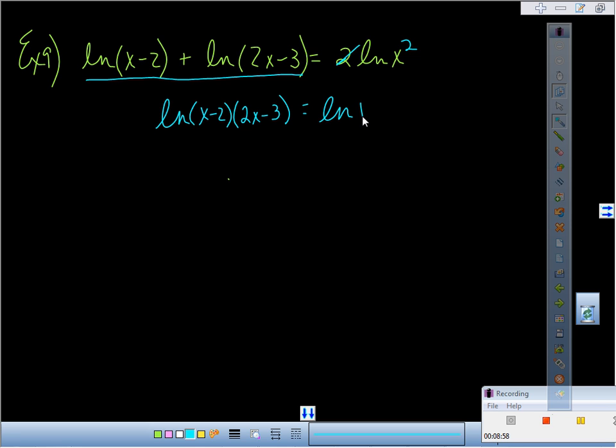Now, here's the way I want you to think about it, okay? If you have ln of this is equal to ln of that, what do you know about this and that? They're equal to each other. Yeah, those ln's cancel out, okay?